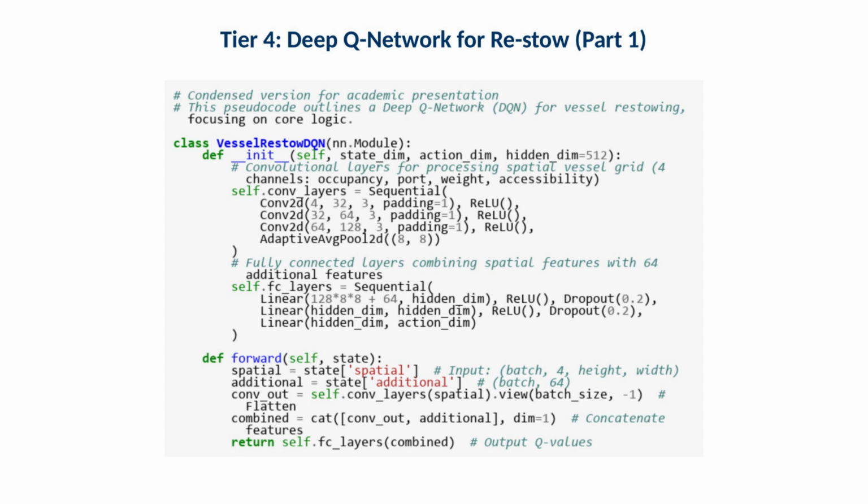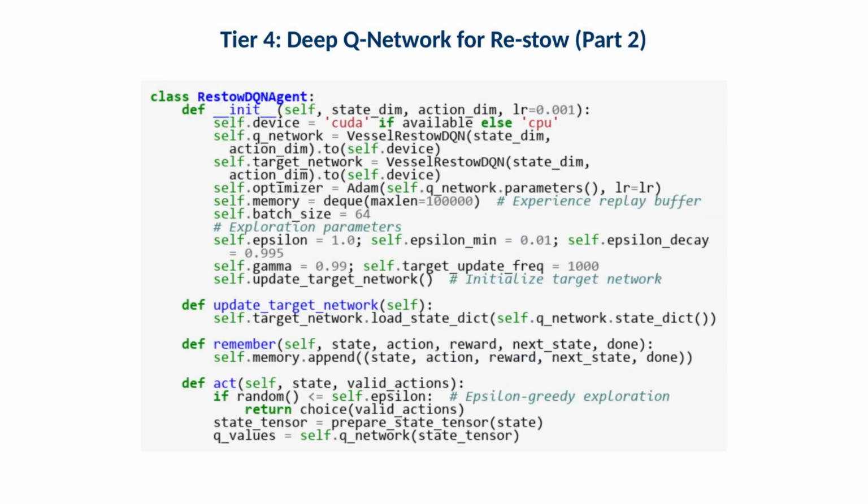This code slide outlines a deep Q network using convolutional layers for a spatial vessel grid with 4 channels. It then combines spatial features with additional features to output action values. This part shows the agent setup with experience replay, epsilon greedy exploration, discounting, and a target network. Operationally, the target network stabilizes learning, so the policy does not oscillate unpredictably.